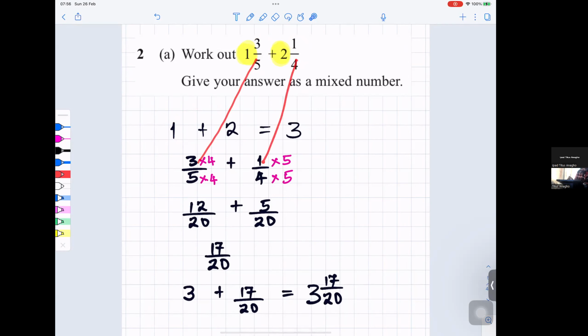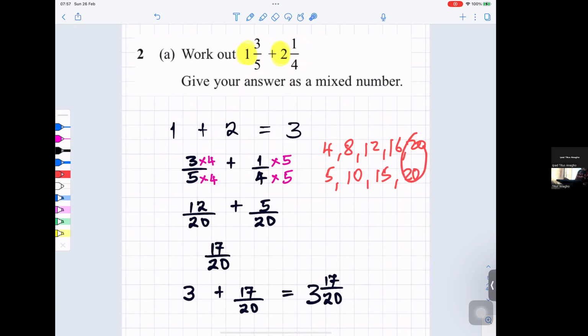and 1 over 4. Now 5 and 4, the denominators, you want to choose the lowest common multiple. And that would be 20. You get 4, 8, 12, 16, 20, 5, 10, 15, 20. 20 is the lowest common multiple. So 4 times 5 is 20. You multiply at the top, 3 times 4 is 12. 4 times 5 is 20. 1 times 5 is 5.